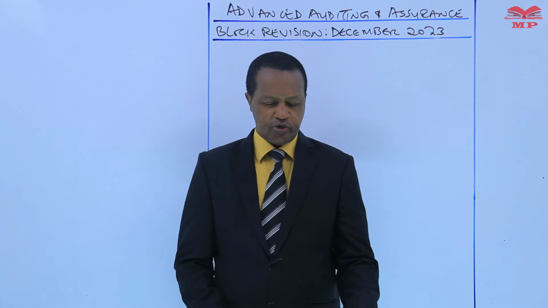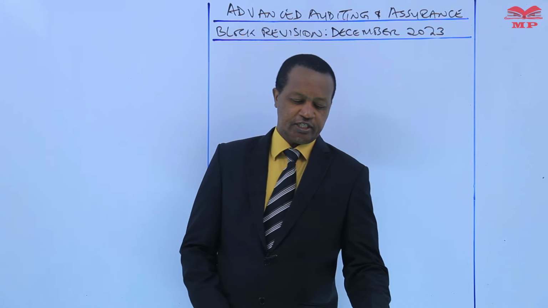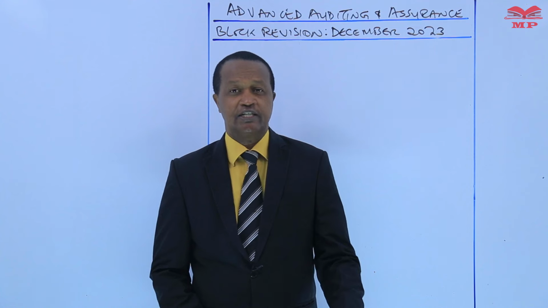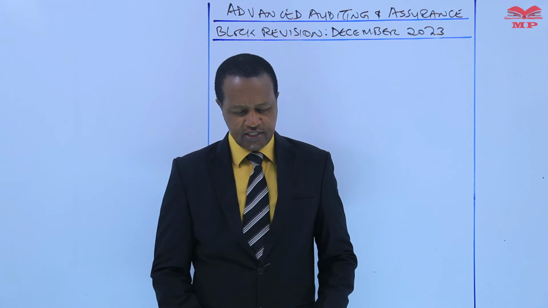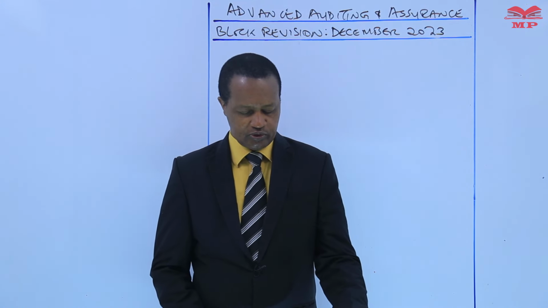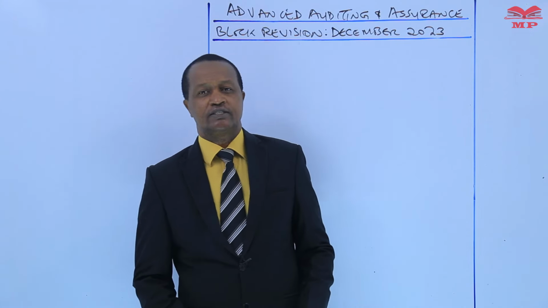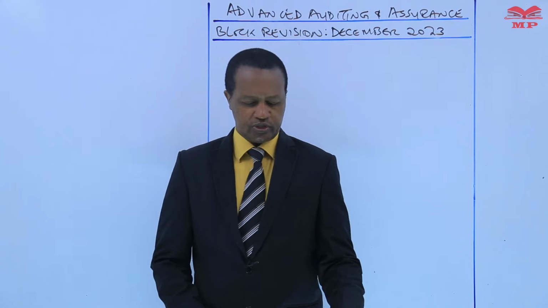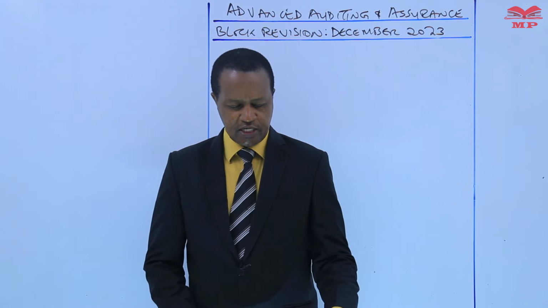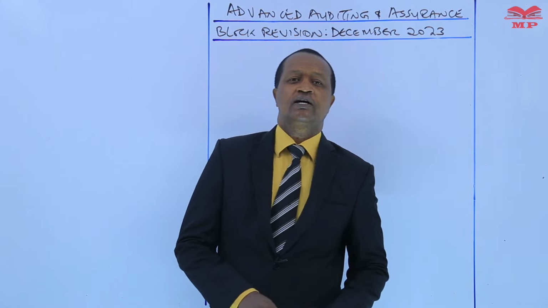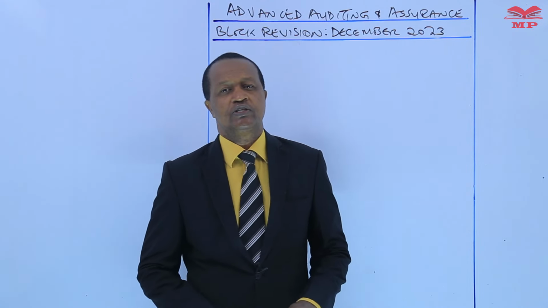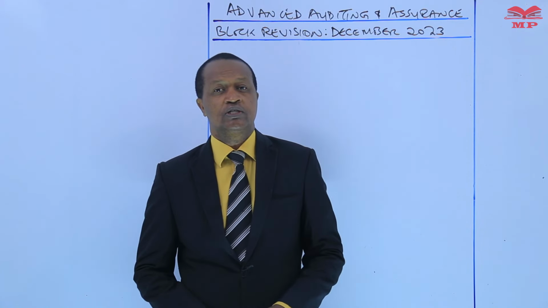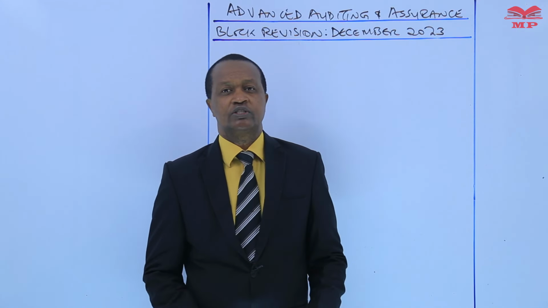Today we are going to start revising the paper that was done in December 2023 by the CPA Advanced Level candidates. This question paper has 5 questions. Candidates were required to answer all questions, and we will be answering a question at a time. In our today's lesson, we'll answer question 1. In our next session, we'll answer question 2 until we complete the 5 questions.